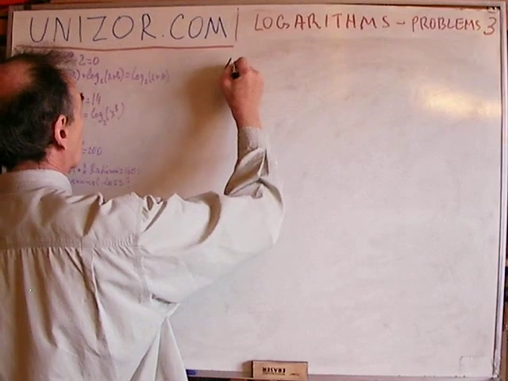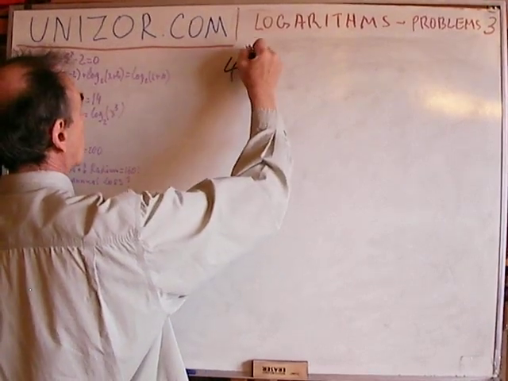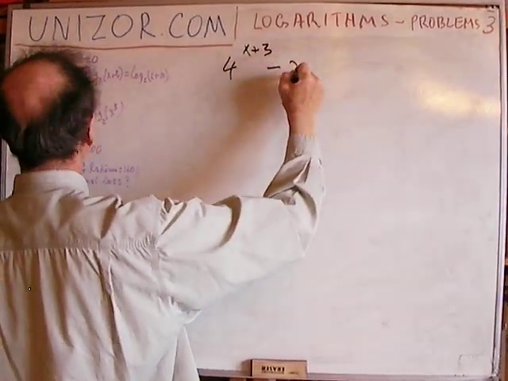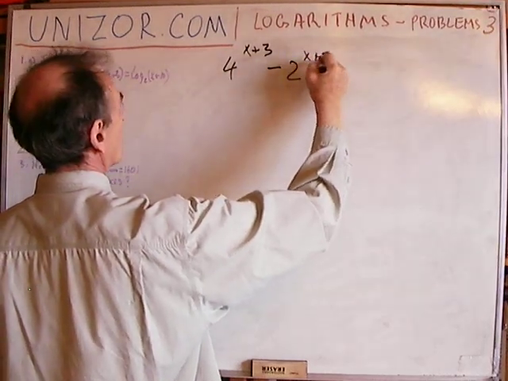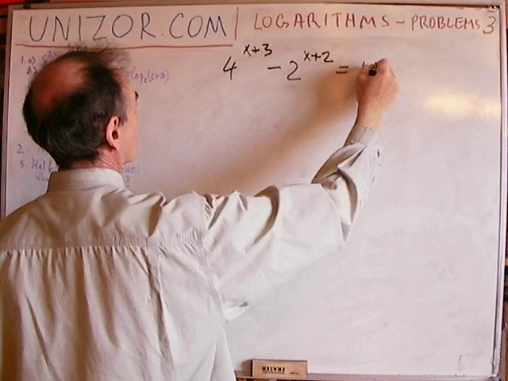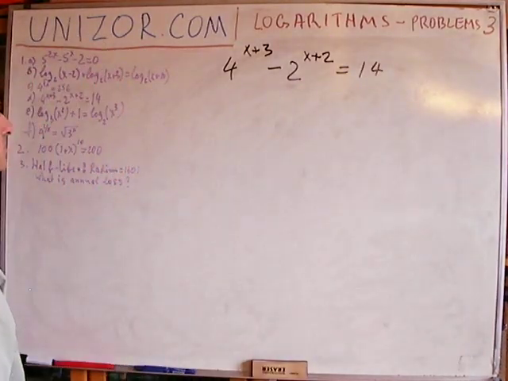Now, 4 to the power x plus 3 minus 2 to the power x plus 2 is equal to 14. All right.